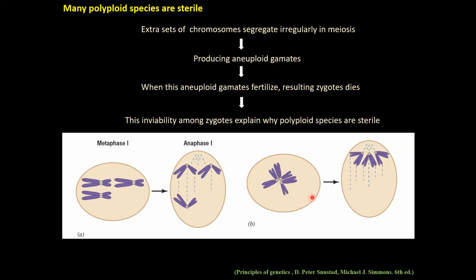One more thing is that zygotes produced from such types of gametes are almost certain to die. Therefore, most triploids are sterile.